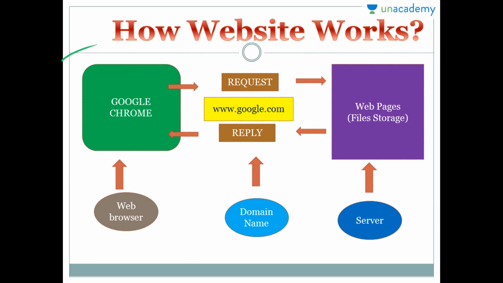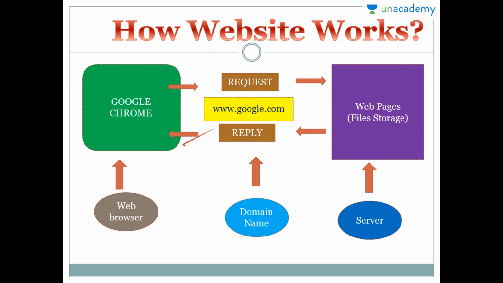Now this is a complete structure of a website, like how the website works. You can see, first we open the web browser like Google Chrome, and we request for a query, like www.google.com. Then all the web pages which are stored at the file storage or a server will be requested, and it will be replied to www.google.com through the DNS server, and we get the response back to Google Chrome or our web browser.